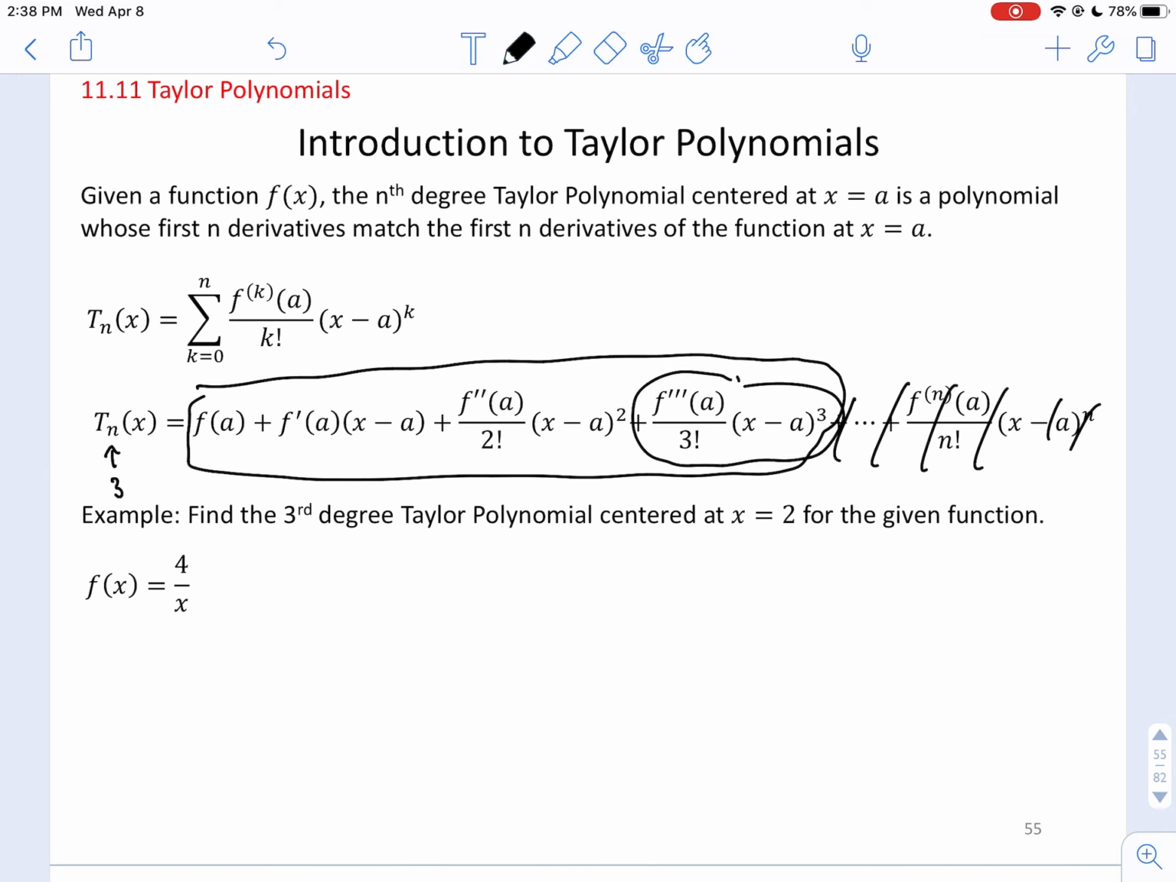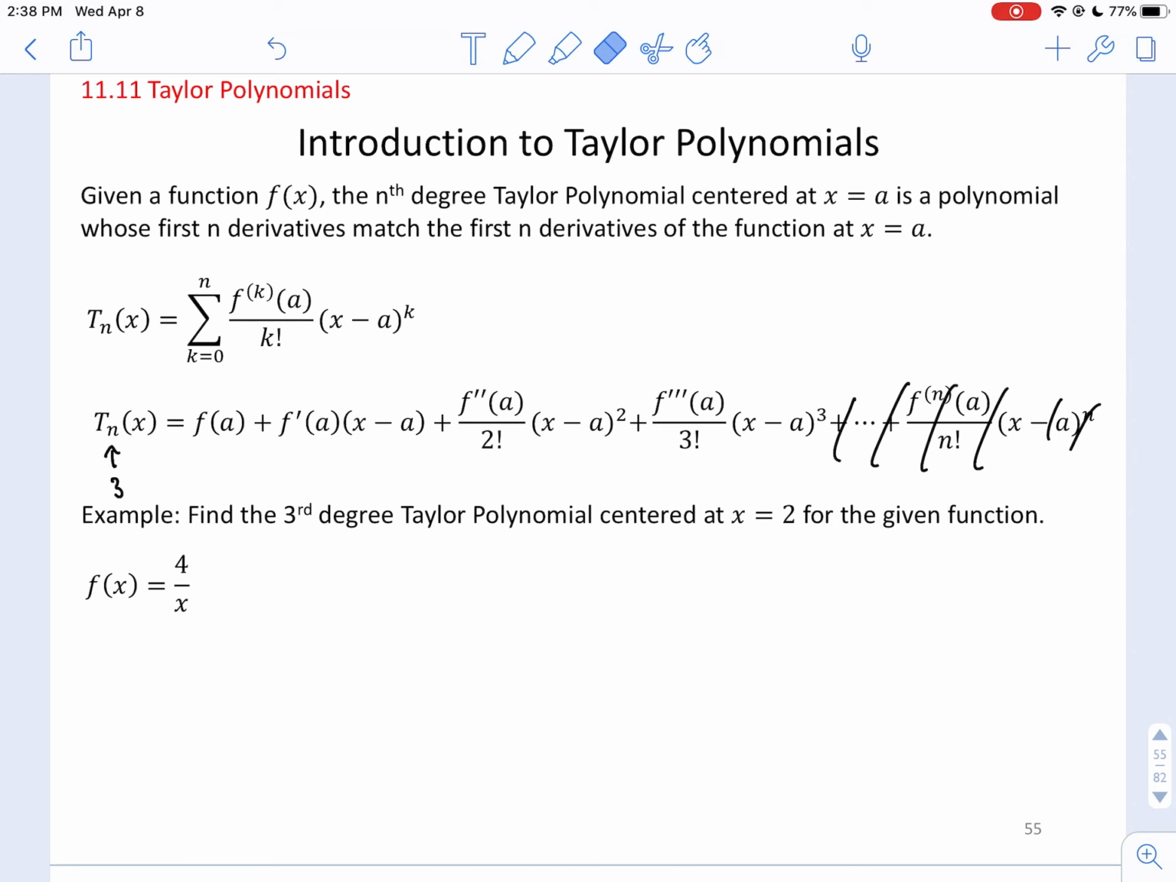By the time you get to the third degree term, we do a third derivative of the function, we plug a into it, divide that by 3 factorial, and then multiply it by this x minus a cubed. We do all 4 of these terms, and we've created a third degree polynomial that's going to match the function f at the x-coordinate a.